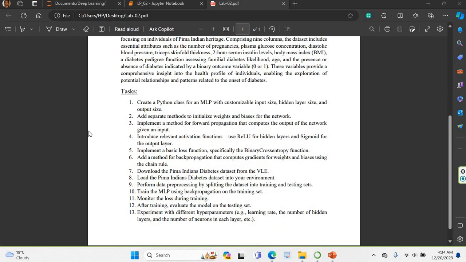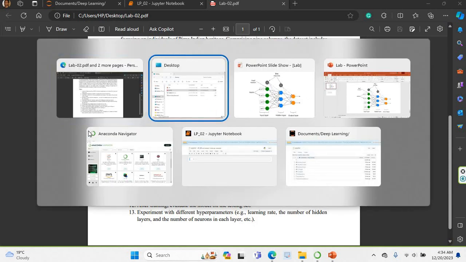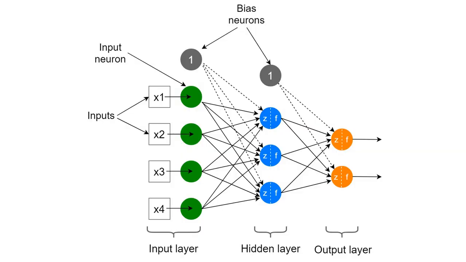Here the first task is we need to create a Python class for MLP with customizable input size, hidden layer size, and output size. In this activity, I'm going to use a very simple network, because in Keras also we used a simple network. So this will be the new network that I'm going to use. The input layer is there, the output layer is there, and we will have only one hidden layer.